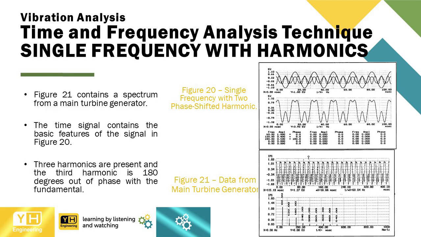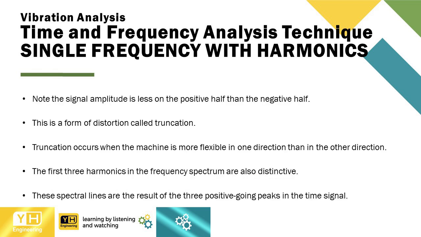Figure 21 contains a spectrum from a main turbine generator. The time signal contains the basic features of the signal in Figure 20. Three harmonics are present and the third harmonic is 180 degrees out of phase with the fundamental. Note the signal amplitude is less on the positive half than the negative half. This is a form of distortion called truncation.